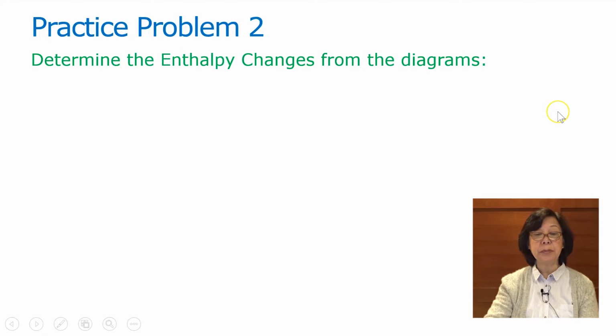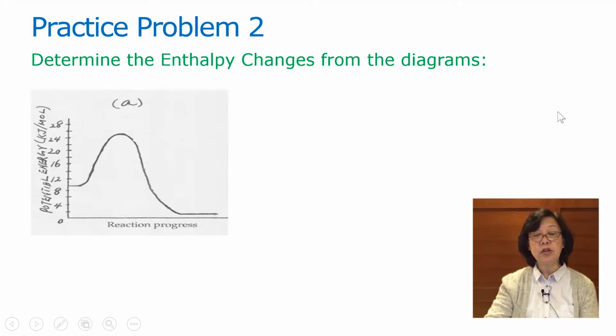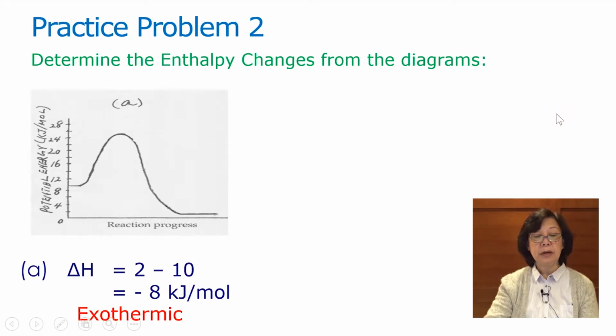Try practice problem number 2. Determine the enthalpy change from the diagrams. Now in here we have, starting with the reactant at 10 kilojoule per mole and the product ending with 2 kilojoule per mole. The enthalpy change is the product enthalpy minus reactant enthalpy. Therefore we have negative 8 kilojoule per mole. And with the negative sign, we know this is exothermic reaction.